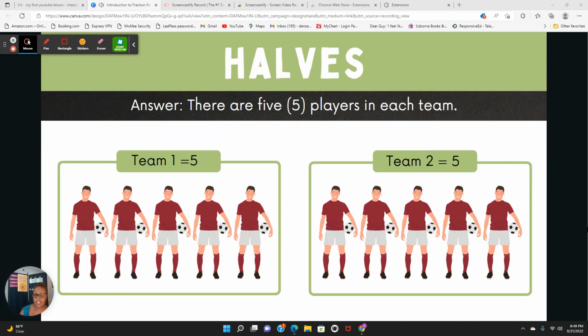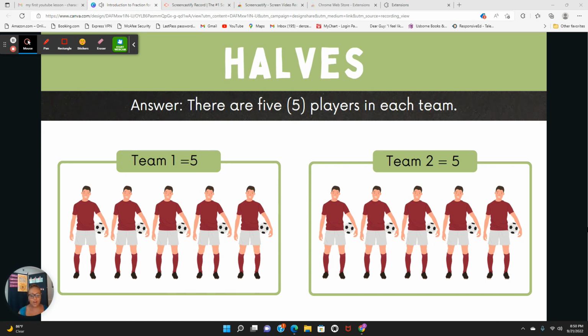Here is our answer. Team 1 will have 5 players, and team 2 is going to have 5 players. How many total is that? 1, 2, 3, 4, 5, 6, 7, 8, 9, 10. So we have a total of 10 players, and when we divided them into equal groups, it's 5 on one side and 5 on the other side.